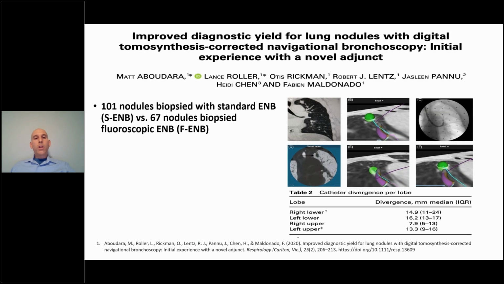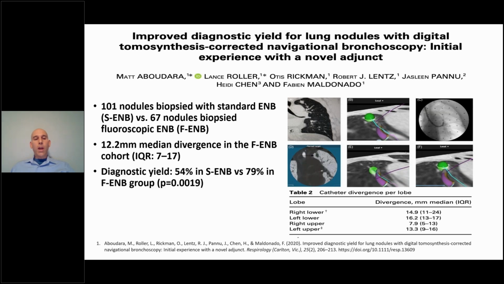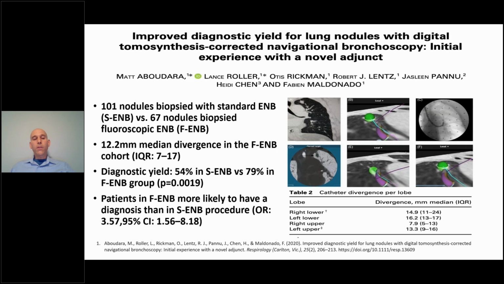They looked at 101 nodules biopsied with just their traditional superDimension, and then 67 nodules biopsied with fluoroscopic navigation. So they noticed a pretty significant improvement in correcting this CT-to-body divergence over 12 millimeters on average, and they showed a significant improvement when they added the fluoroscopic navigation and local registration, 79% compared to 54%. And of course, their odds ratio improved when they looked at their analyses by using the fluoroscopic navigation.